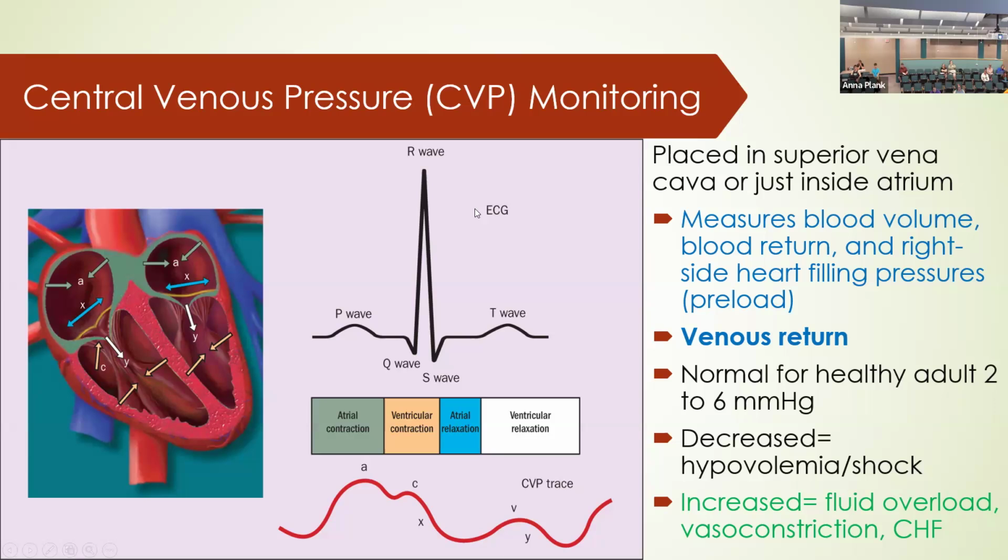Okay, if a test question said you have a patient who has CHF, what would you expect the CVP reading to be? You would say you want it to be higher, right? Because it's got more venous return. Does that make sense?